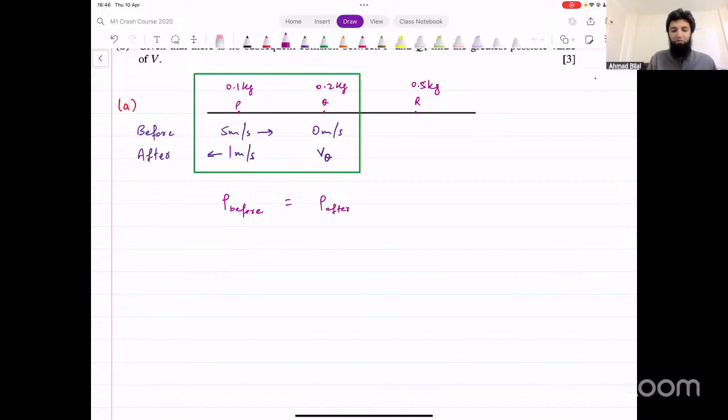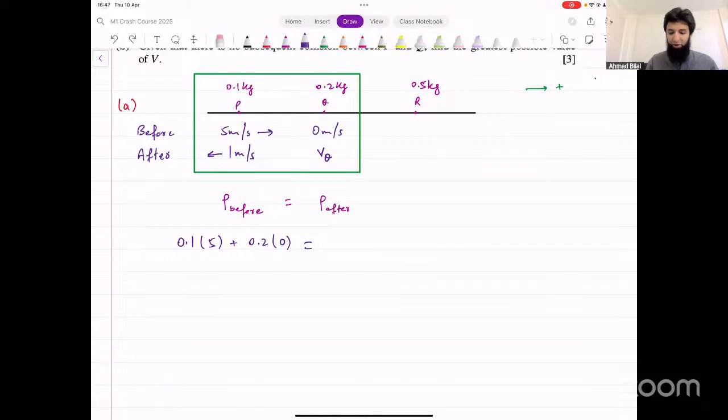What's the momentum before collision? Remember, in momentum, we have to consider one direction positive throughout the journey. So let's say we consider the right side positive. If the right side is positive, the momentum before collision is mass of P, which is 0.1, into velocity of P, which is 5, plus mass of Q, which is 0.2, into velocity of Q, that's 0. That's the momentum before collision. That equals momentum after collision.